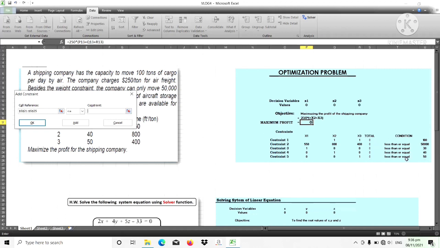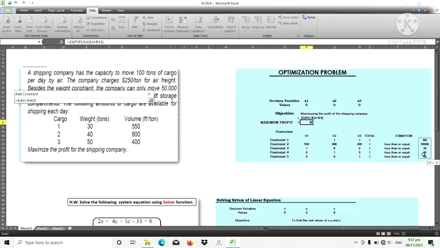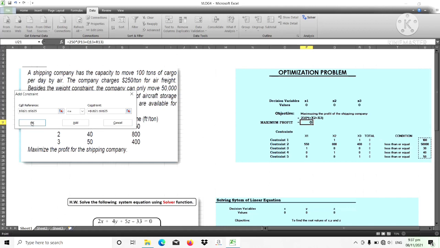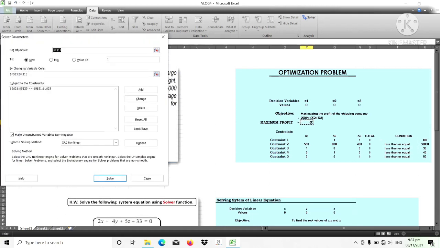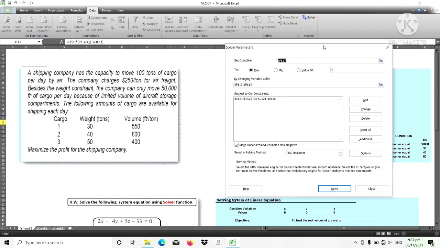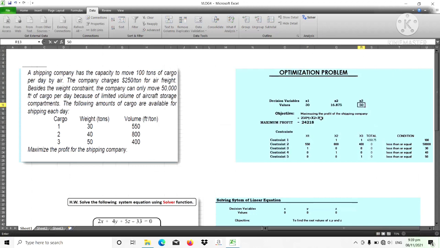So the constraint is this one, the value of this one, and then click OK. Then Solve. So we now have the maximum profit of 24,218, and also the values for x1, which is 30, x2 is 16.875, and x3 is 50.